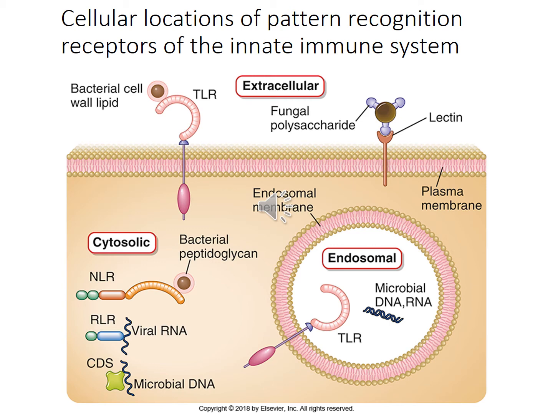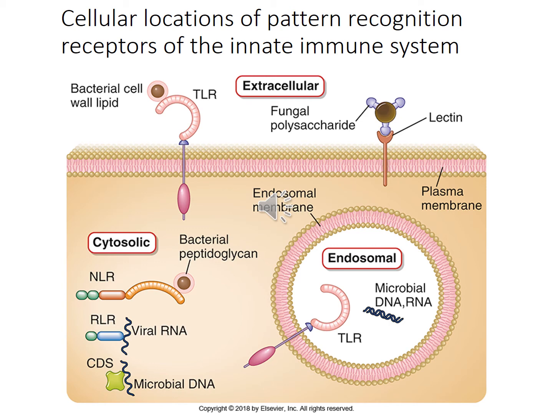The extracellular receptors can be divided up into 2 types. It is the TLRs and the lectins. The surface receptor TLRs will recognize bacterial cell wall components. The lectins, for example dectin 1, will recognize a component of the wall of different yeasts called zymosan.